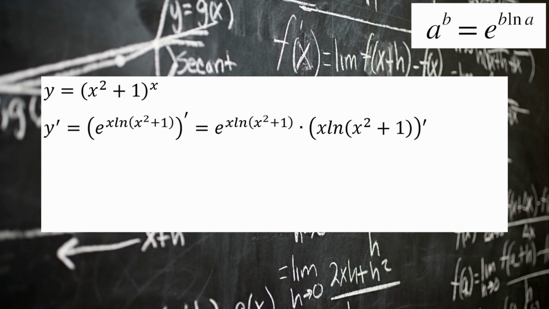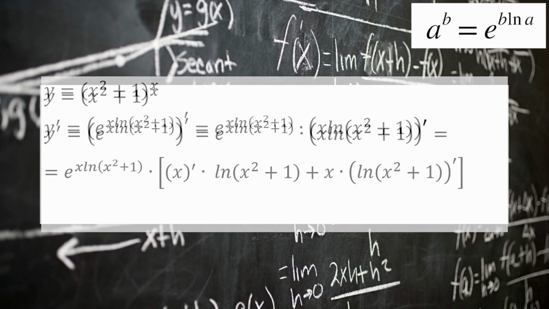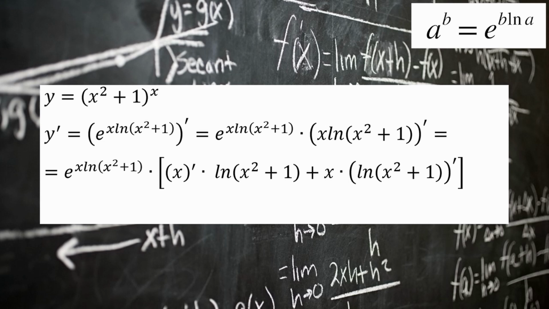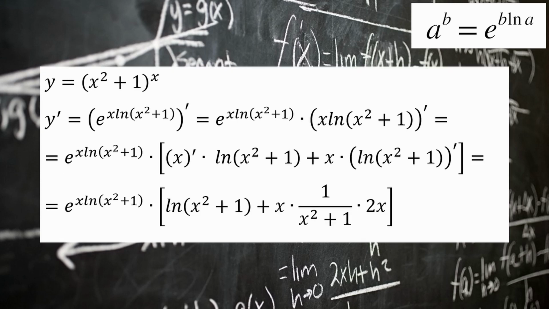Then we follow the same steps as during the previous examples, so we apply the chain rule and the product rule. What is worth mentioning is that we apply the chain rule for the second time for the function ln of x squared plus 1. And the final answer looks like this.